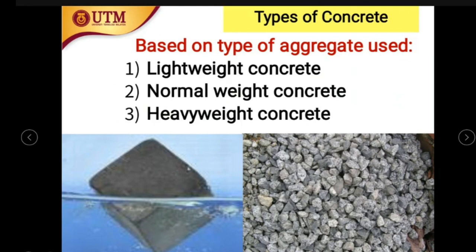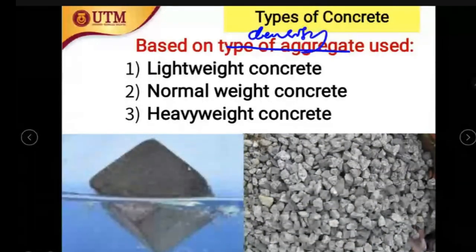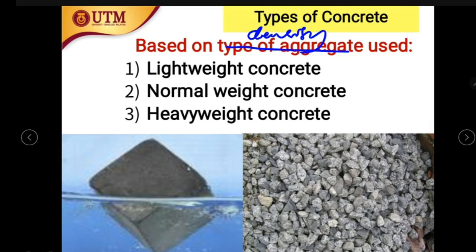Okay, so types of concrete. We can classify them based on, not the types of aggregate, supposedly, but the density of the concrete. In terms of density, we have lightweight concrete, normal weight concrete, and heavyweight concrete. Normal weight concrete is the concrete that we normally use, which is around 2,400 kg per cubic meter. Lightweight concrete is anything less than that, and heavyweight concrete is more than that.